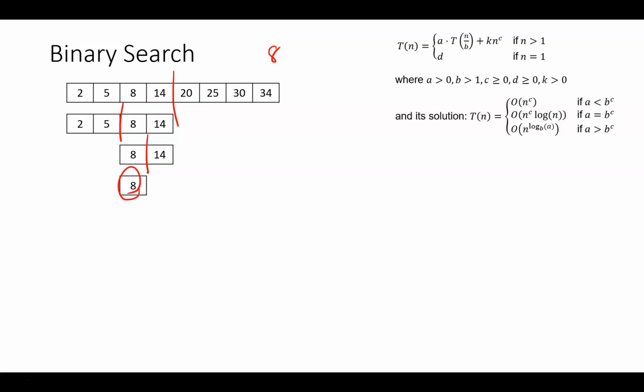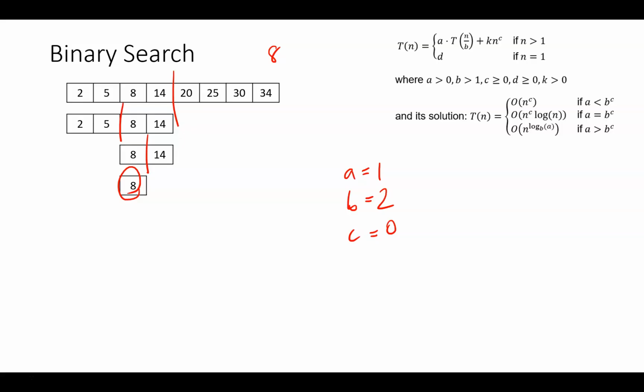So in this case, we would say that A equals 1 because we're splitting this problem into one problem at each stage, but B equals 2 because each problem is half of the size of the previous one. In this case, C equals 0 because at each stage we're doing constant time work. We're not having to process through every item of data. We're just deciding, is the pivot greater or less than the data that we are looking for?